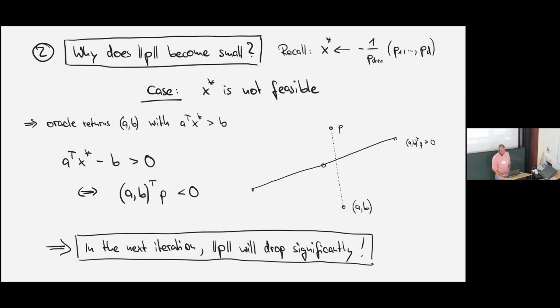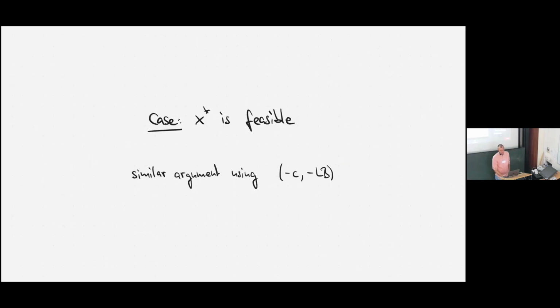So in the next iteration, the norm will drop significantly, and so we get the bound that I claimed. In the other case, if your point X star is feasible, you basically do the same story with a little bit more care. You do the same argument with respect to this objective cutoff, which helps bring you closer to the origin. That's it. That's the full analysis, basically. And so this works. Good.